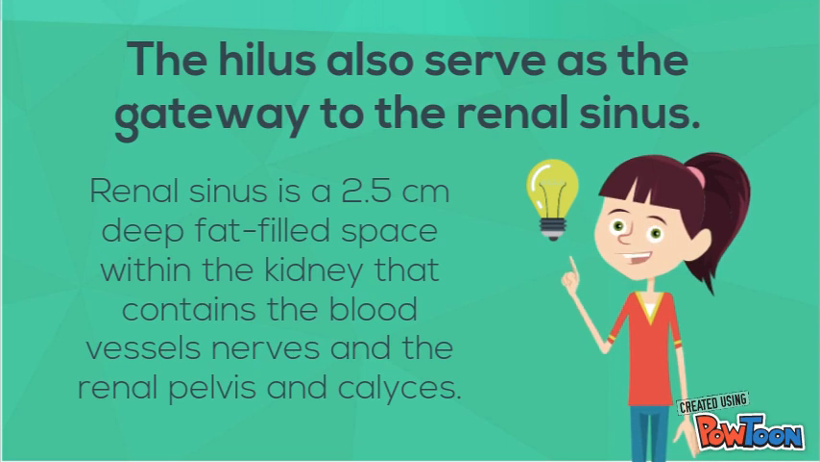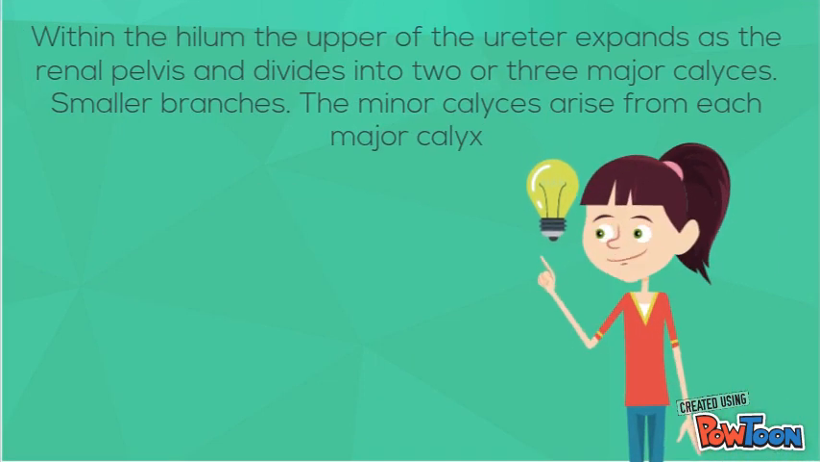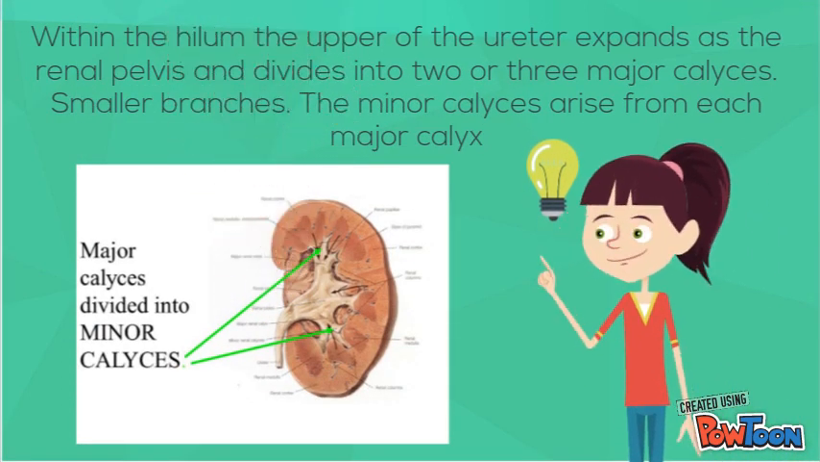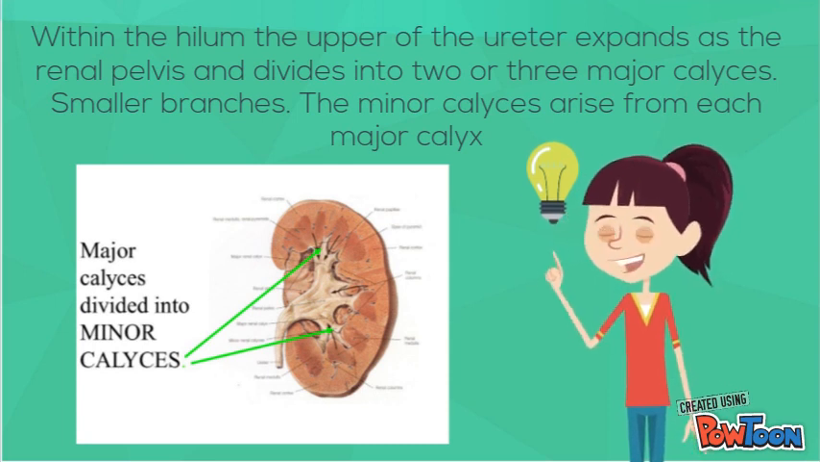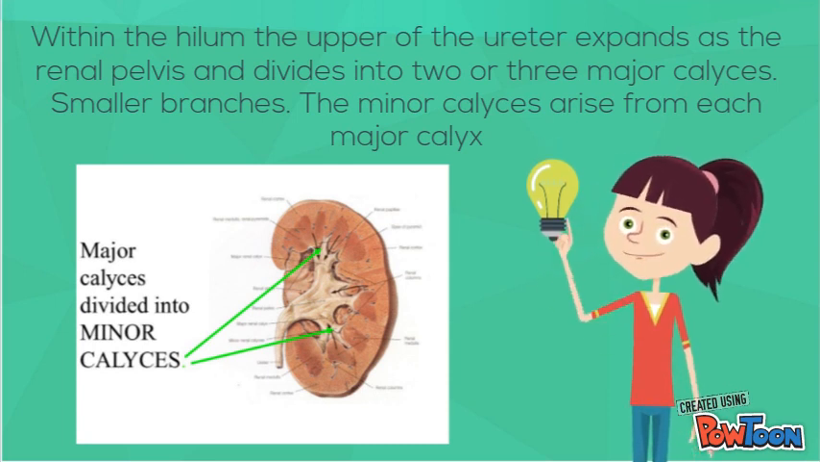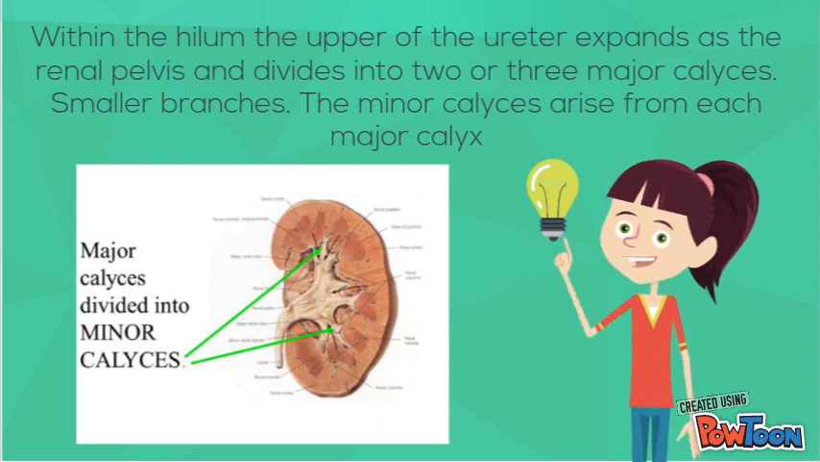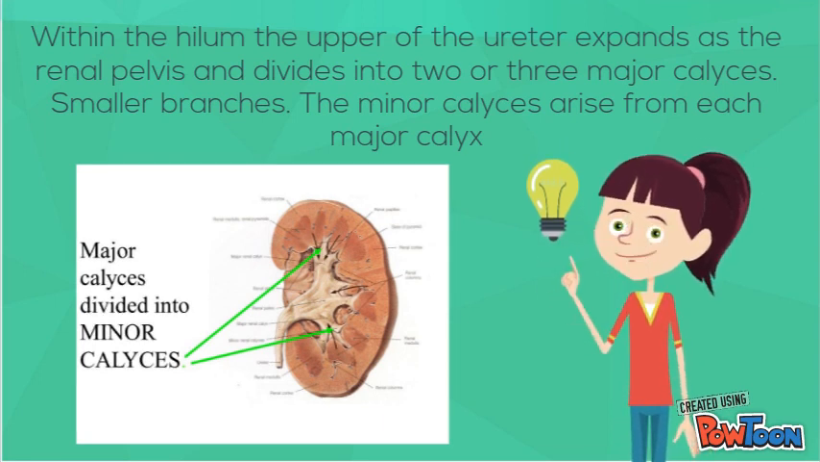The renal sinus is a 2.5 cm deep fat-filled space within the kidney that contains the blood vessels, nerves, and the renal pelvis and calyces. Within the hilum, the upper end of the ureter expands as the renal pelvis and divides into 2 or 3 major calyces. Smaller branches, the minor calyces, arise from each major calyx.